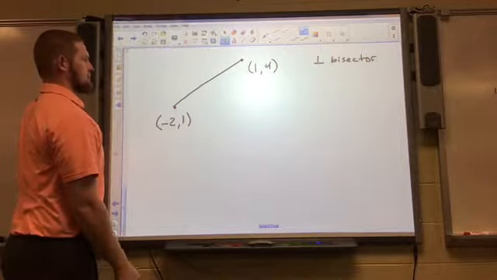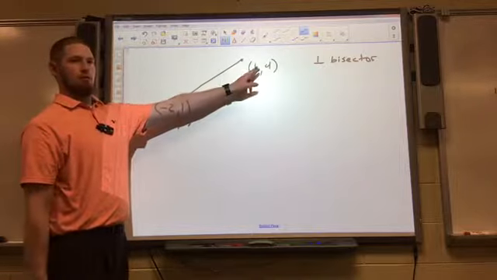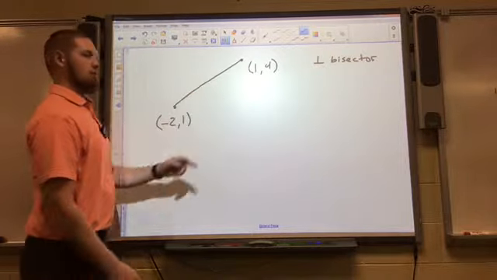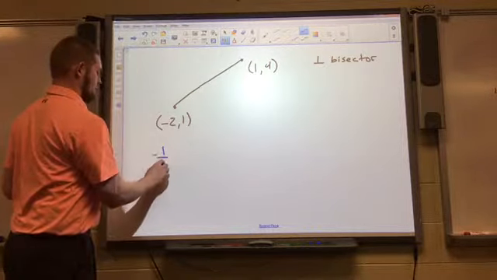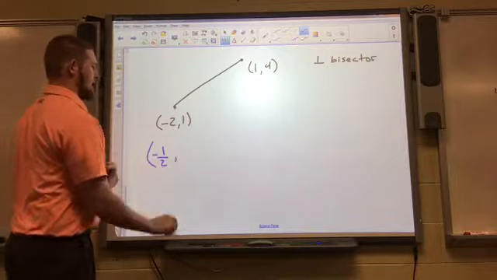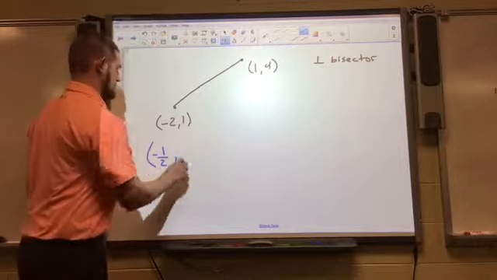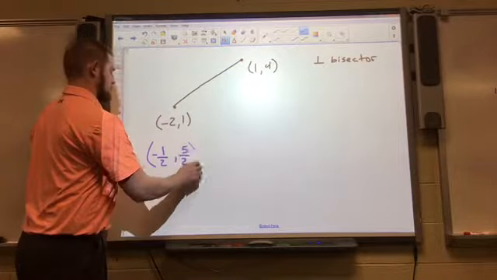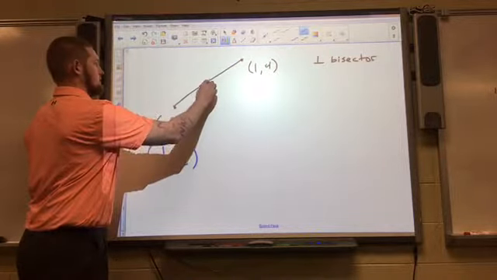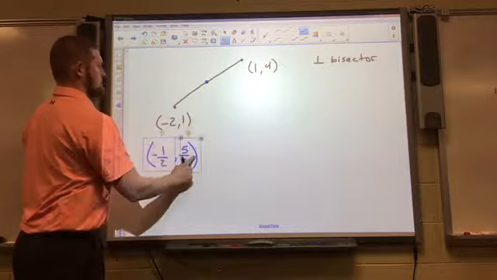For my x's, I'm going to do negative 2 plus 1, which is negative 1 over 2. So there's my x. For my y's, I'm going to do 1 plus 4, which is 5 over 2. Okay? So here's my midpoint.